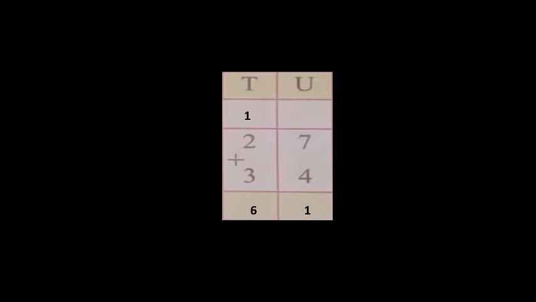Next, 27 plus 34. 7 plus 4 is 11. Let's write down 1 in the units place and carry 1 in the tens place. Now, 2 plus 3 is 5 and including 1 which is carried over, we get 6. So the answer is 61.